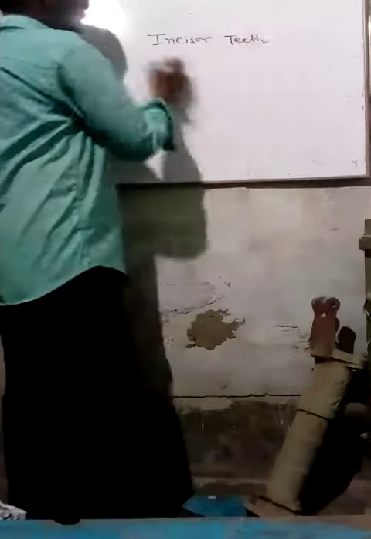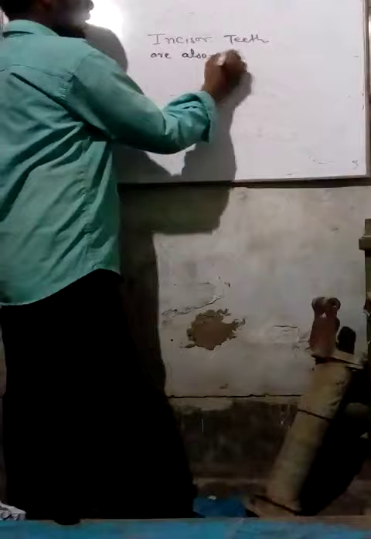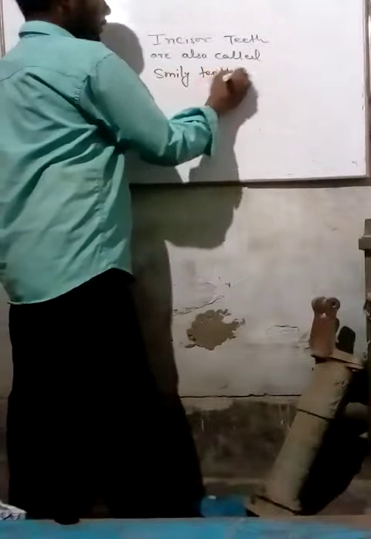Now we are going to talk about some extra facts of permanent teeth, right? Incisor teeth are also called smiley teeth. The front teeth are called smiley teeth as well. The teeth that are incisors, we call them smiley teeth, right.